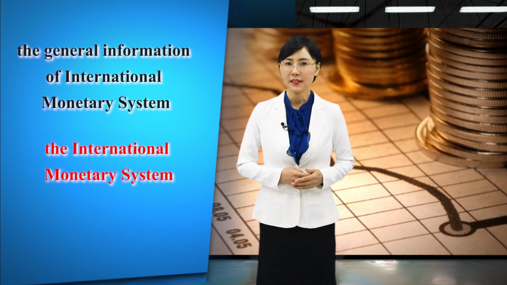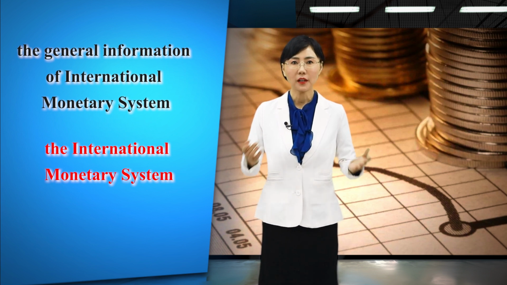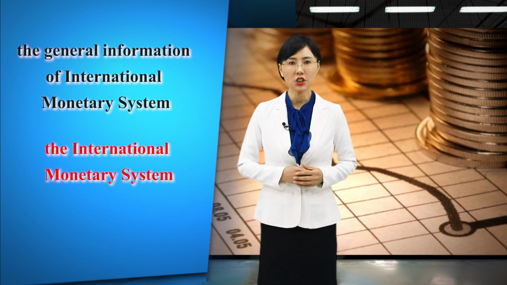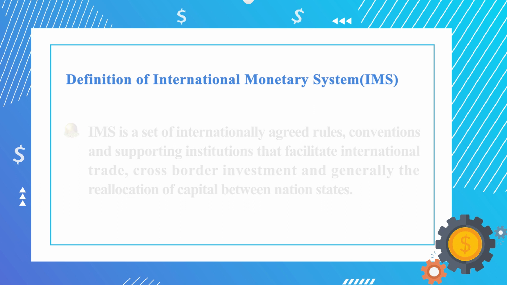Firstly, let's learn the definition of International Monetary System. Here are two different definitions. The first one defines IMS as a set of internationally agreed rules, conventions, and supporting institutions that facilitate international trade, cross-border investment, and generally the reallocation of capital between nation-states.